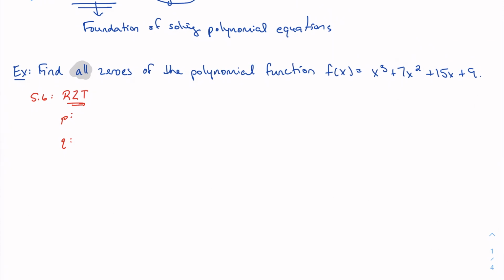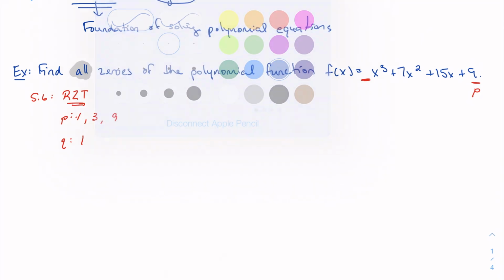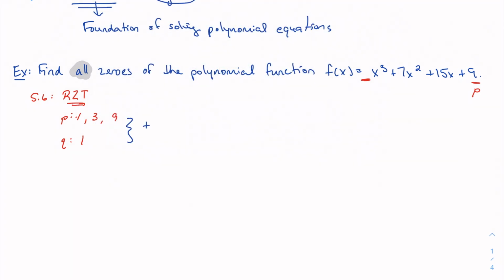So factors of 9 are just 1, 3, and 9. And my leading coefficient is, maybe I'll underline instead of circle, just 1. So factors of 1 is 1. And of course, then my possible rational zeros are plus or minus all of these.